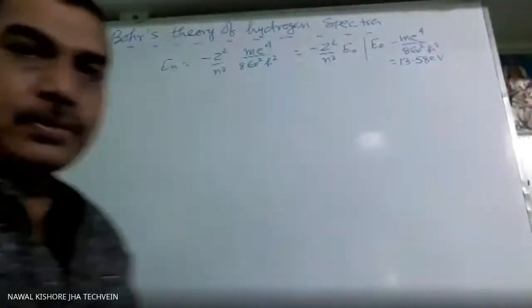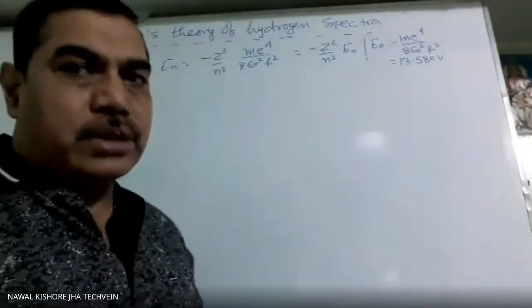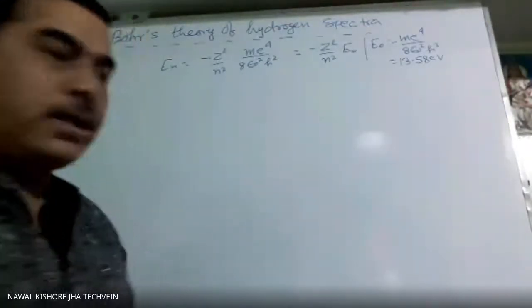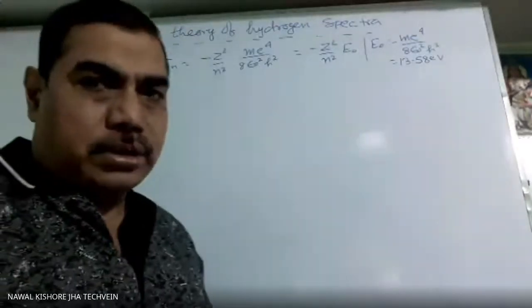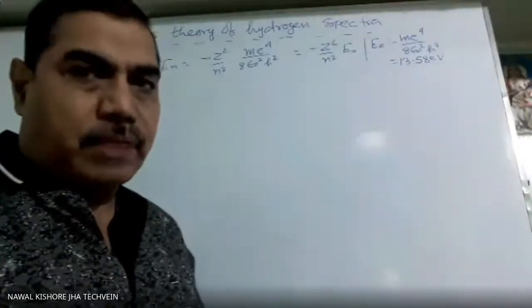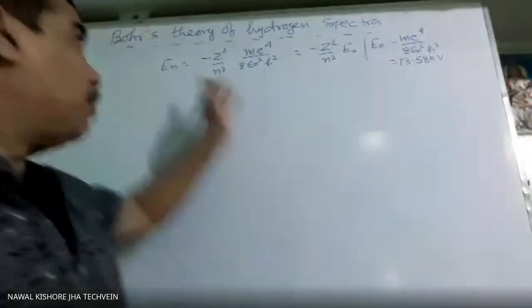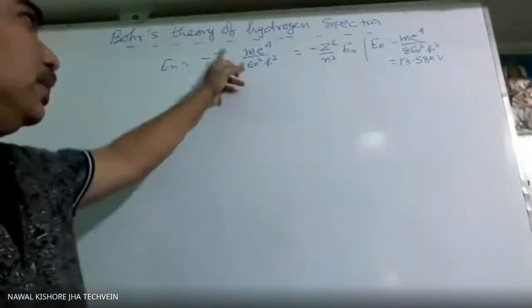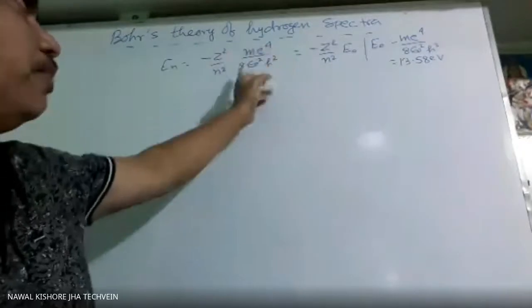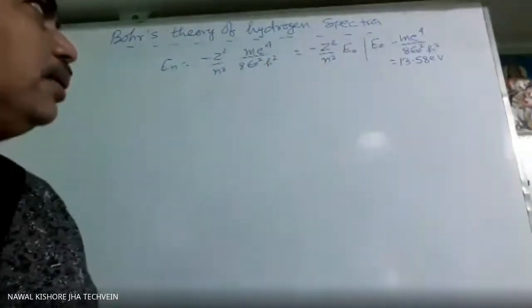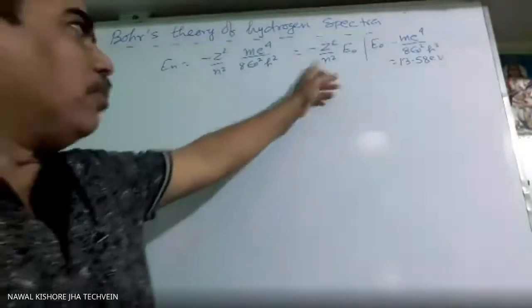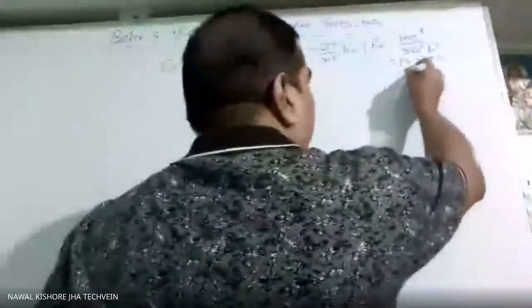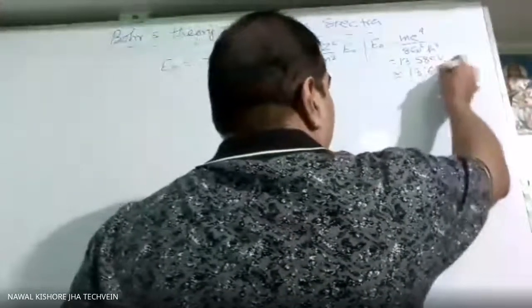We derive the expression for energy, radius, velocity, kinetic energy, potential energy, and total energy, and then the energy level diagram. That part we have finished. So our expression for energy was Z square over N square, Me4 over 8 epsilon naught square H square. We always recall it this way, and E naught is 13.58, or approximately 13.6 electron volt.